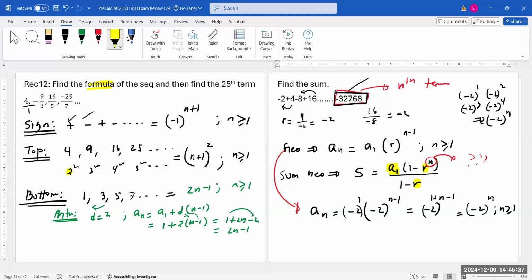So we have part 1, part 2, part 3. We combine all of them together and we get our formula.